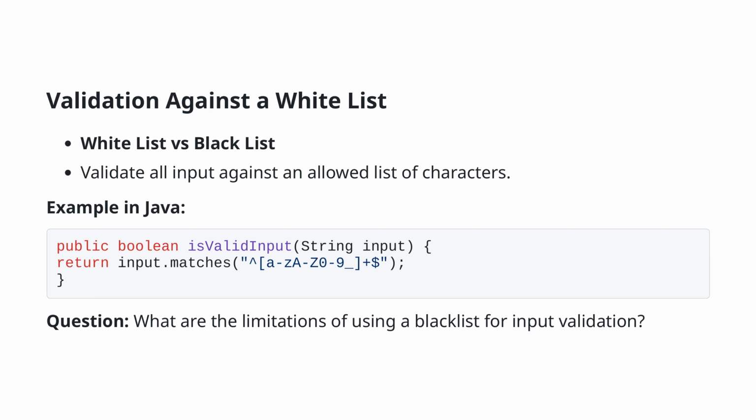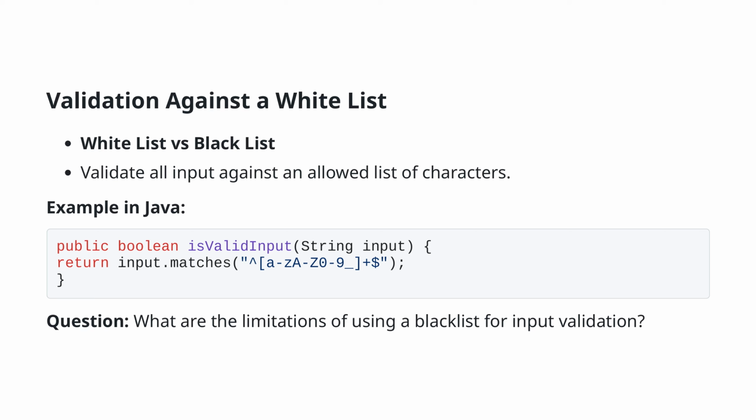Java: public boolean isValidInput(String input), return input.matches("^[a-zA-Z0-9_]+$"). This ensures that any input not matching these allowed characters will be rejected. Now, consider the limitations of using a blacklist approach. A blacklist specifies characters or patterns that are not allowed. This might initially seem sufficient, but it fails to cover all potential malicious inputs comprehensively. Attackers can often find creative ways to bypass blacklists by using unexpected characters or sequences, which ultimately makes blacklists less effective in comparison to whitelists. Understanding these differences is vital for developing secure applications.